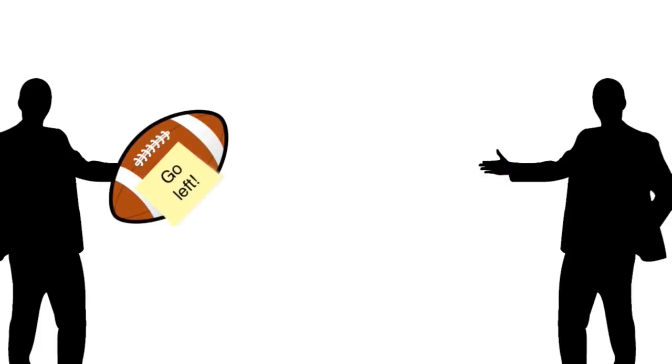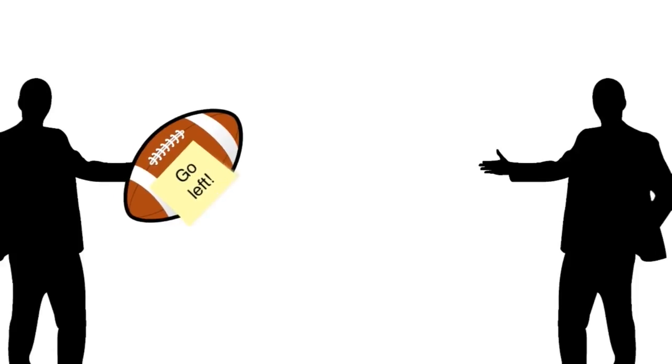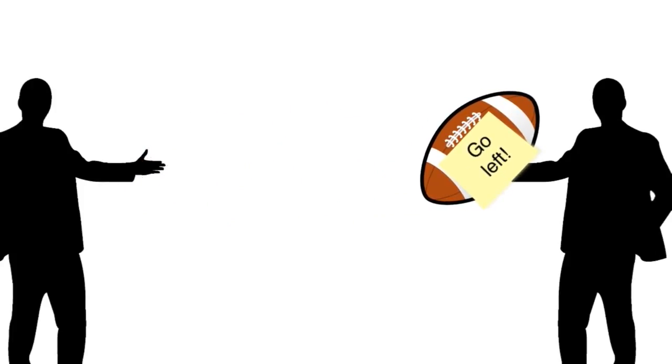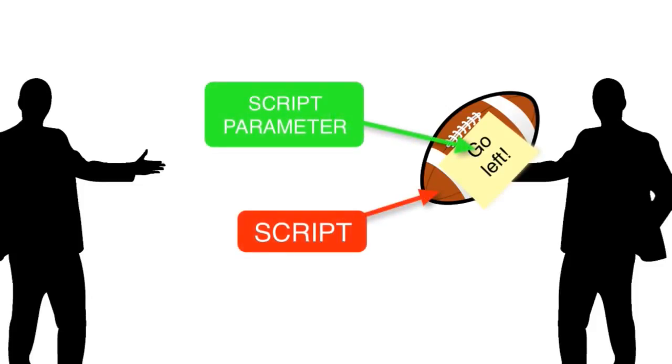If you could take a Post-it note and tape it on the ball and write a note, and throw it to the receiver. The note might be something like go left instead of right. Then the receiver would get the note, and they would have control, and you would have passed them this message. And so that's what script parameters are all about. Very simple analogy.